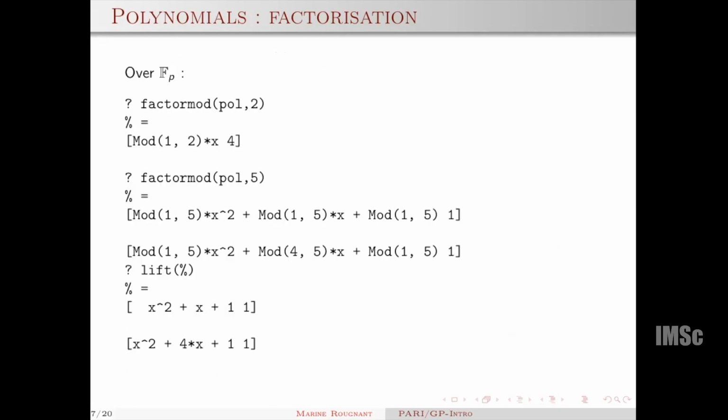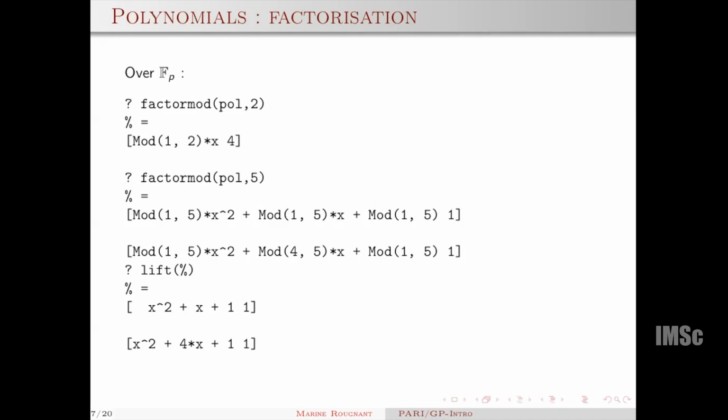And sometimes we want to work on a finite field. So if you want to factorize over F_p, you have a function called factormod to factorize this polynomial modulo 2 or 5, for example. So mod 2 is irreducible. Mod 5 is not irreducible anymore.